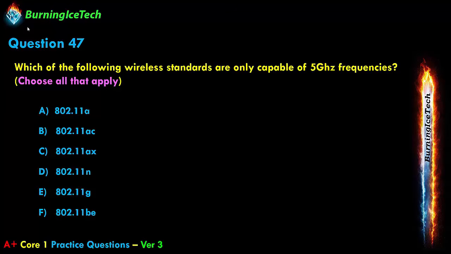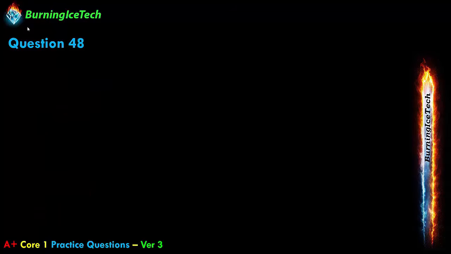If we look at the one that says 802.11g, that one runs at only 2.4. So it's the wrong frequency, and that one's eliminated. The last one there, folks, 802.11be. That one runs at 2.4, at 5, and 6 gigahertz. So that one's definitely eliminated. Absolutely does not run at just 5 gigahertz. So, if you guys remember, the only two that run only on 5 gigahertz here, guys, are A and B. There you go.